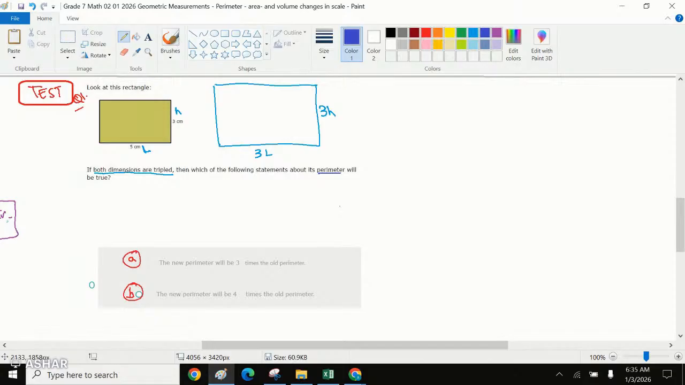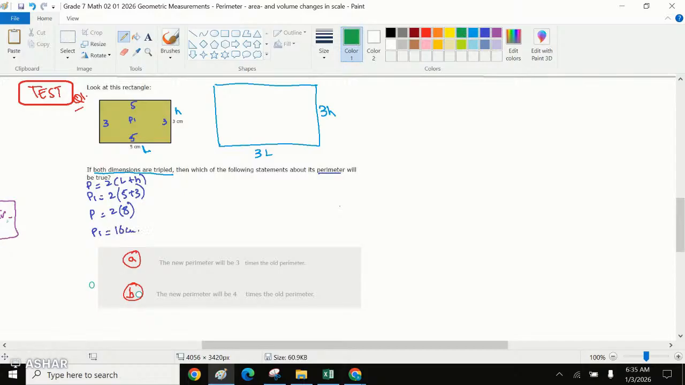Okay, I need you to help me out. Option A says the perimeter will be 3 times the old perimeter, or say the perimeter would be 4 times the old perimeter. In this case, the easier way to do this question is, if this length was 5, then this would be 5, and this was 3, and this would be 3. So we can find perimeter 1. Perimeter 1 becomes 2 times (5 plus 3), because the formula for the perimeter is 2 times (length plus breadth). That would be 2 times 8. Perimeter 1 comes out to be 16 centimeters.